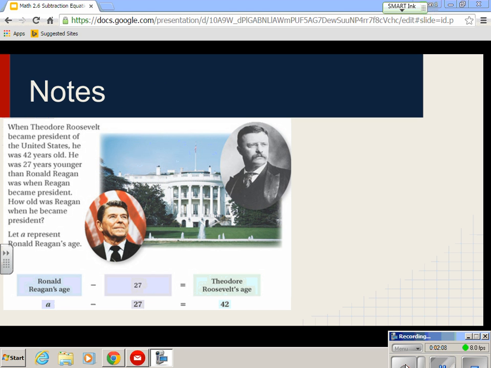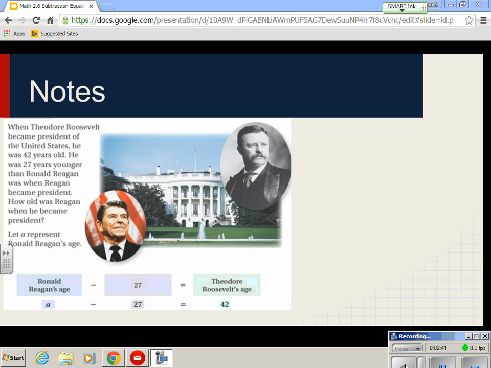All right, here are 2 of our past presidents of the United States, neither of which you were born for at any time. I was born during Reagan's era, but I'm not old enough to remember Roosevelt. So let's take a look at the problem. It says here, when Theodore Roosevelt became president, he was the youngest president at the time and still is at this moment the youngest to take office at 42 years old. He was 27 years younger than Ronald Reagan, who was the oldest president to take office.